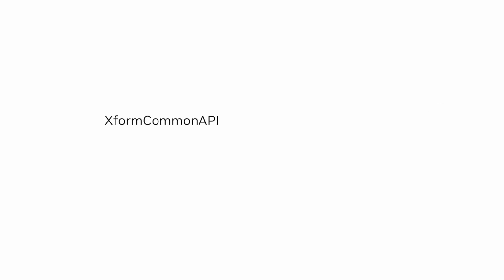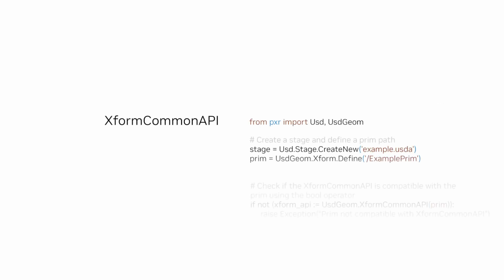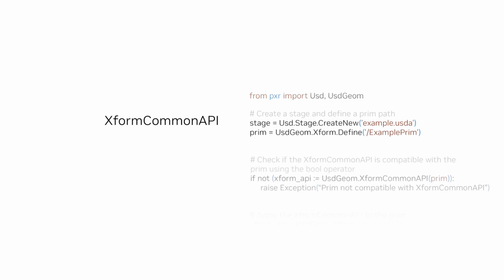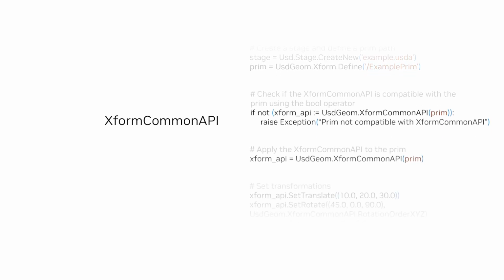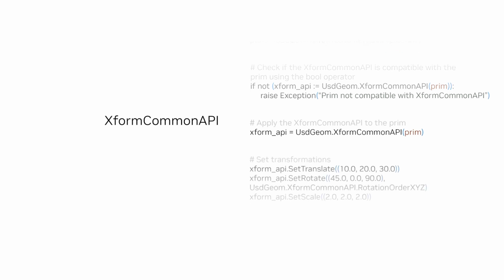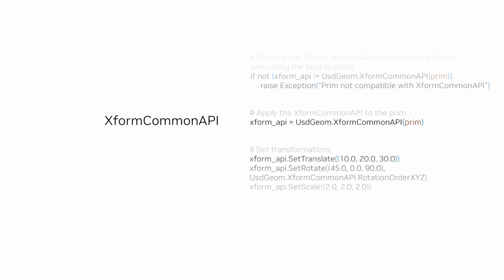Here is an example of how to work with the XformCommonAPI in a USD environment. First, import your USD and USD Geom libraries. Once you've created a stage and defined a prim, check to see if the XformCommonAPI is compatible with the prim using the bool operator. Then you can apply the API to the prim and set your operations.